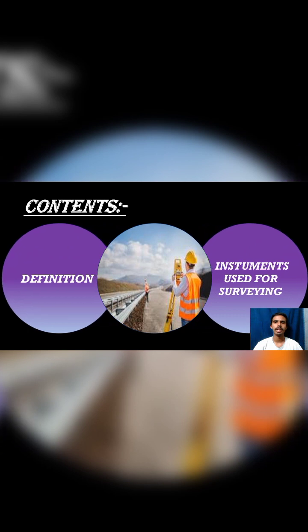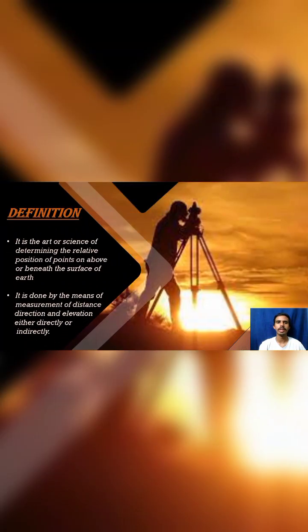The contents we are going to be covering under this topic are definition and various instruments used for surveying. So let us understand the definition of surveying. It is the art or science of determining the relative position of points on above or beneath the surface of Earth. It is done by the means of measurement of distance, direction, and elevation either directly or indirectly. And many instruments are used so that we can calculate the measurements precisely, accurately, and perfectly.